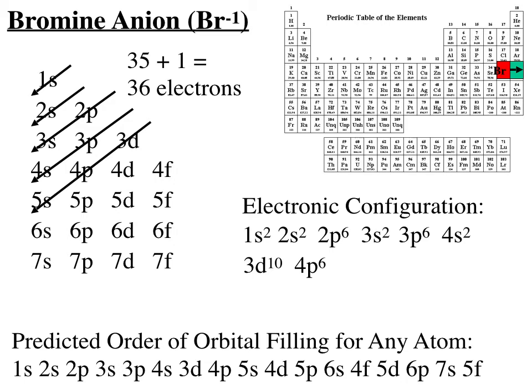Let's look at forming the electron configuration of an anion. In this case, we'll take bromine. Bromine anion is actually known as bromide. So we'll take the bromide anion.